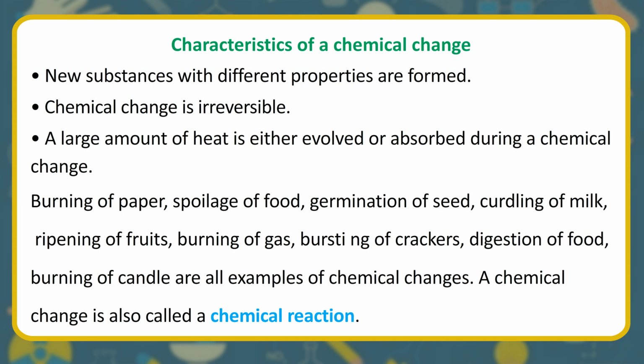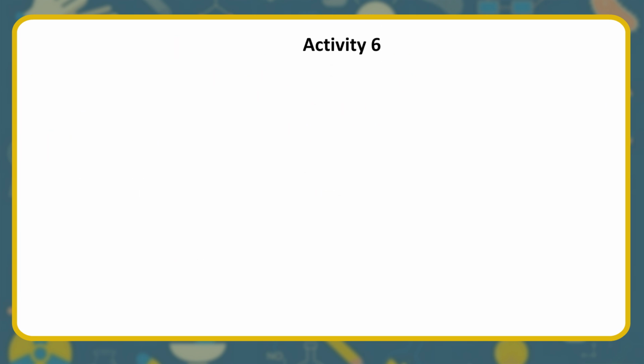Burning of paper, spoilage of food, germination of seed, curdling of milk, ripening of fruits, burning of gas, bursting of crackers, digestion of food, burning of candle are all examples of chemical changes. A chemical change is also called a chemical reaction.